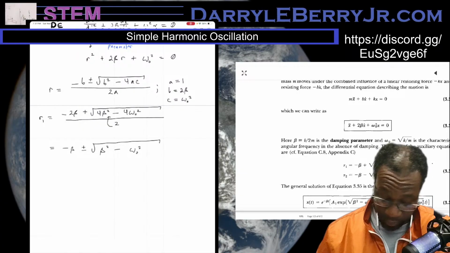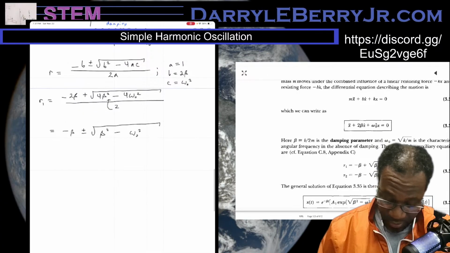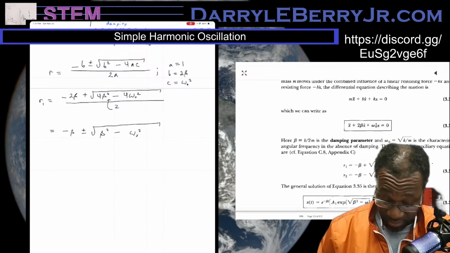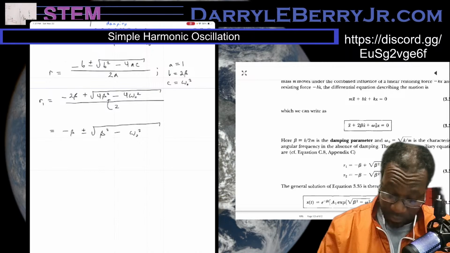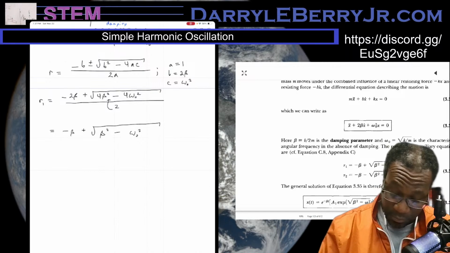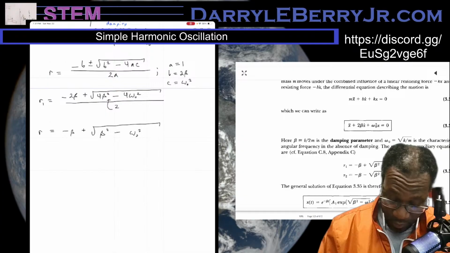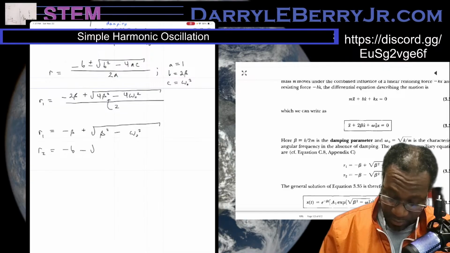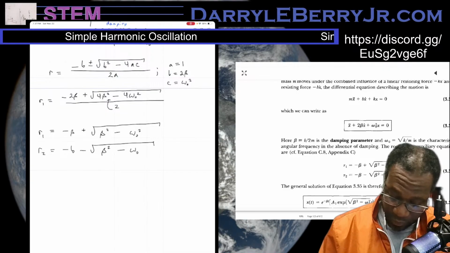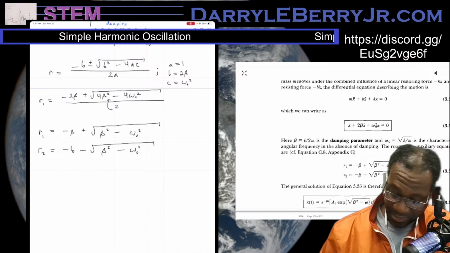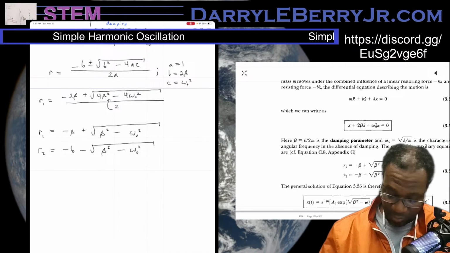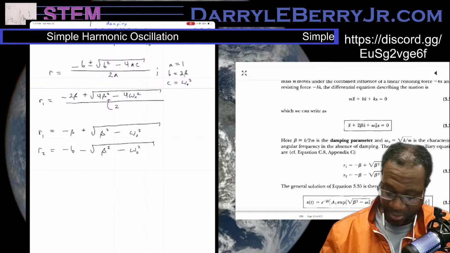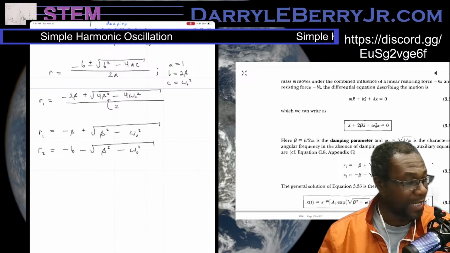And this becomes our first r. Our second r is the same thing with a minus. So this is r1, and r2 will simply be negative beta minus the square root of beta squared minus omega naught squared. Beta is the leftover from the damping term, and omega naught squared is the natural frequency.